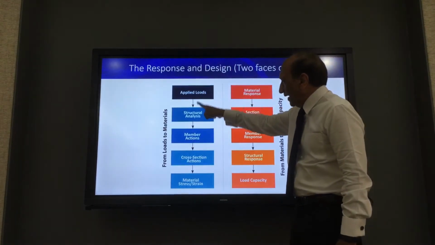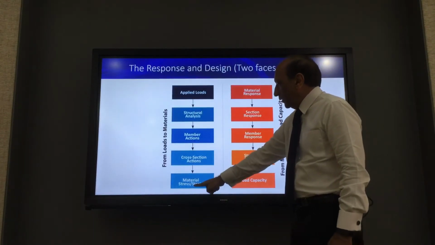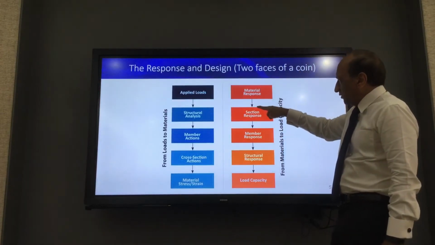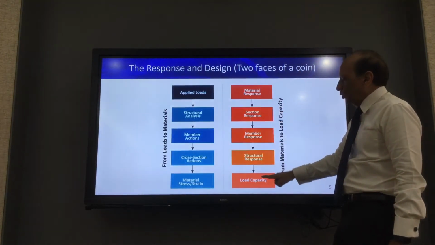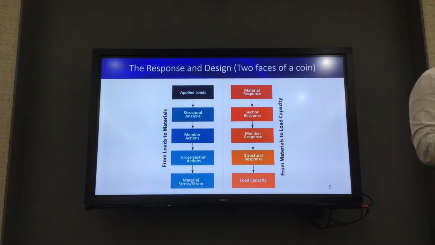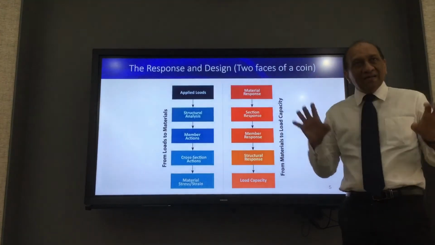You start from here, applied loads, hazard, and you calculate design, reinforcement. You put it back from the material, section response, member response, structural response, load capacity, and then you compare them together, and then you can say whether I am okay for this or not. So response and hazard are compared directly.